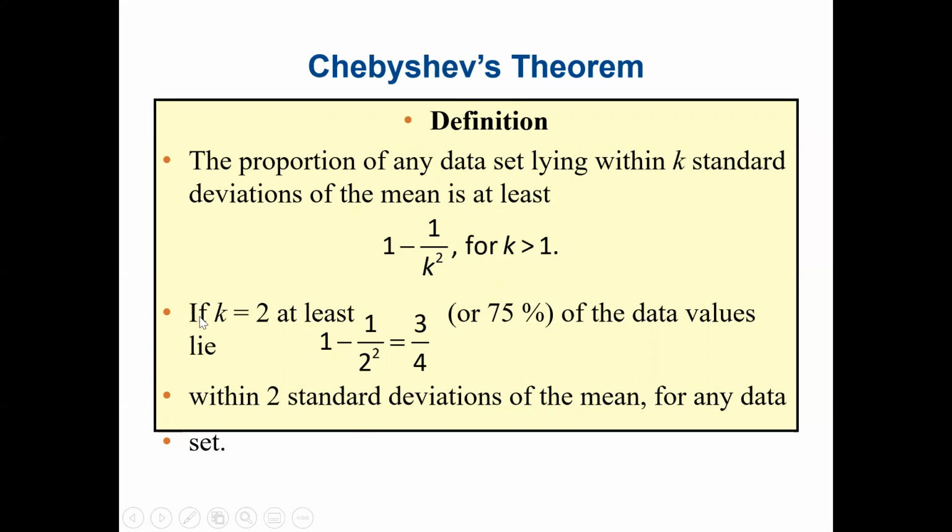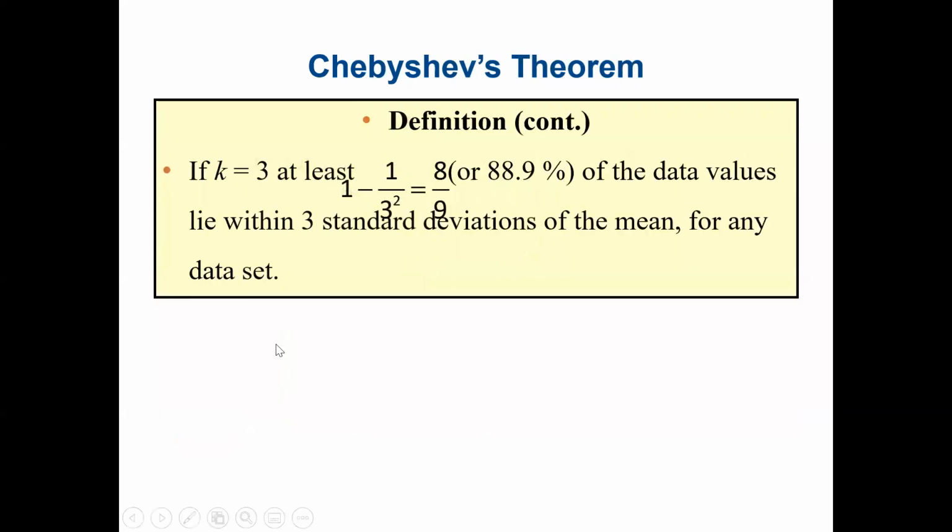So for example, here we say if K equals 2, then at least 75% of the data values lie within what we have here, 1 minus 1 over 2 squared equals 3. So that gives us 3/4. 3/4 is 75%. So that will be lying within 2 standard deviations of the mean. K is how many standard deviations for any data set.